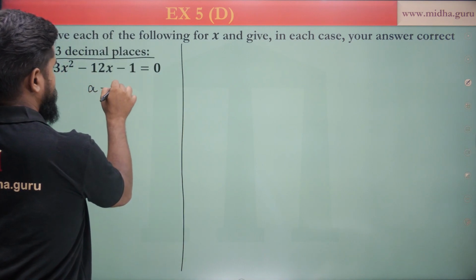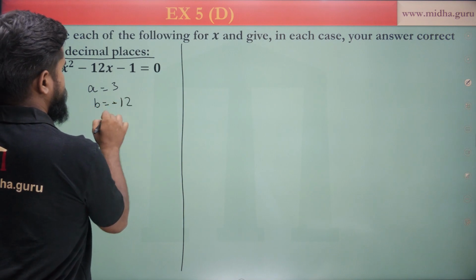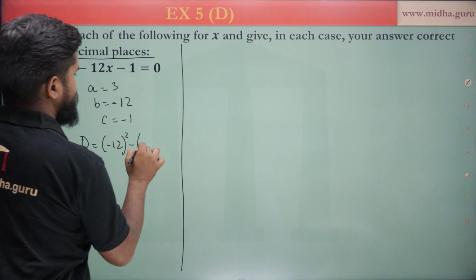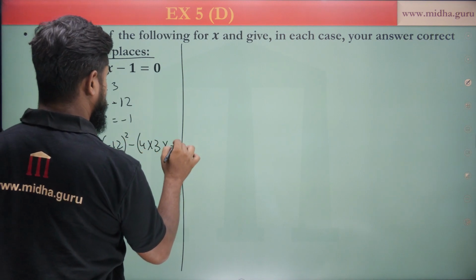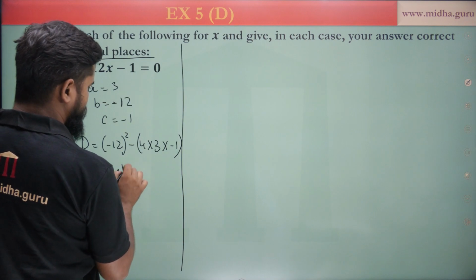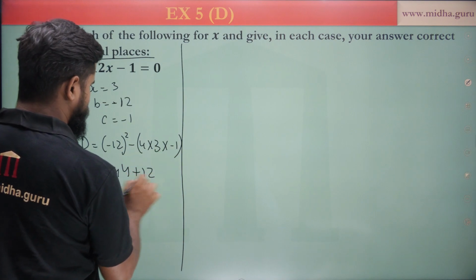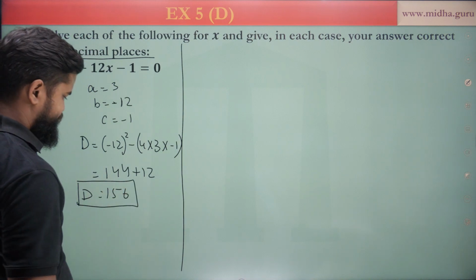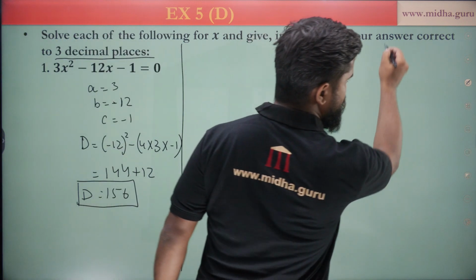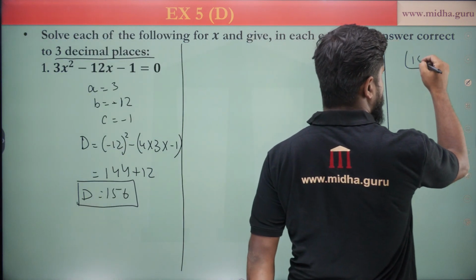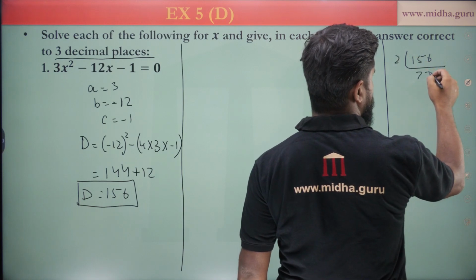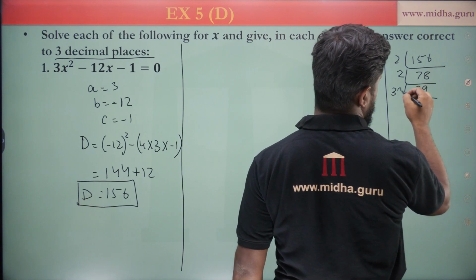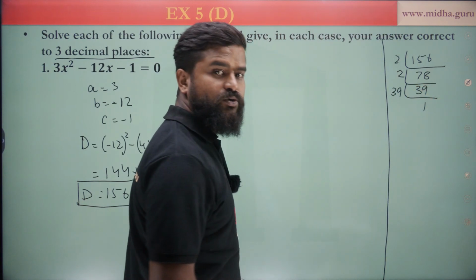So a is equal to 3, b is equal to minus 12, and c is equal to minus 1. So the discriminant becomes minus 12 whole squared minus 4 into 3 into minus 1. So we have 144, and minus becomes plus 12, which is equal to 156. Let us see what we can get. If we try to take out the square root of 156, we get 2 root 39.